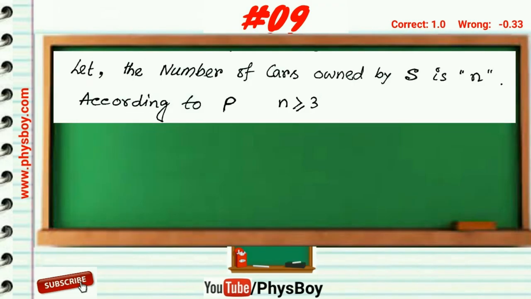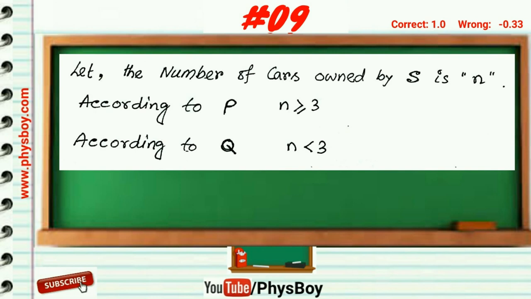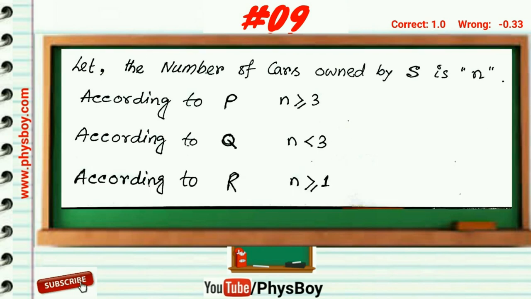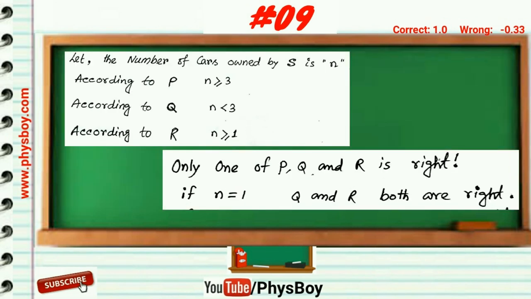Now let us first consider the number of cars owned by S is N. So according to P, N ≥ 3, according to Q, N < 3, and according to R, N ≥ 1. According to the question, only one of P, Q and R is right.